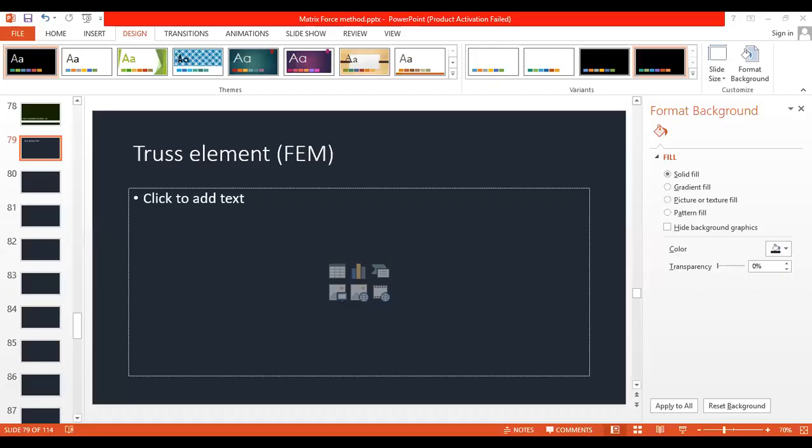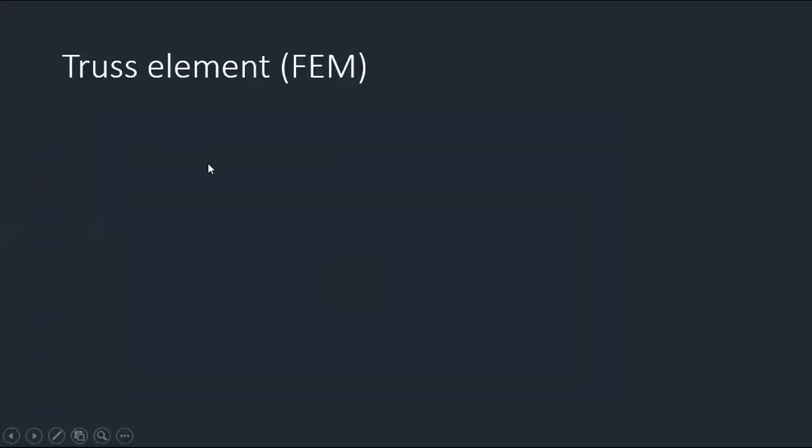And today we are going to develop the stiffness matrix for the truss element, right?